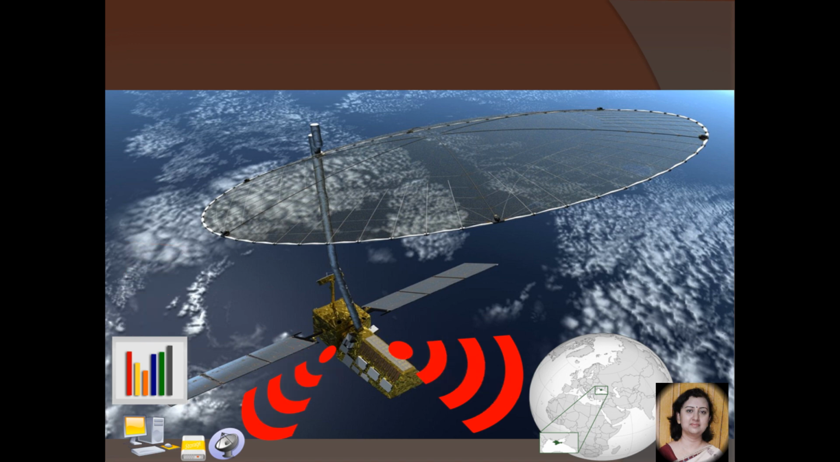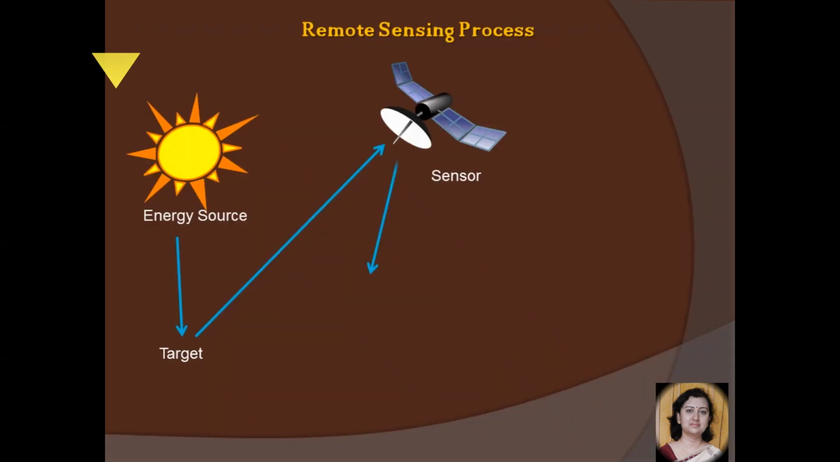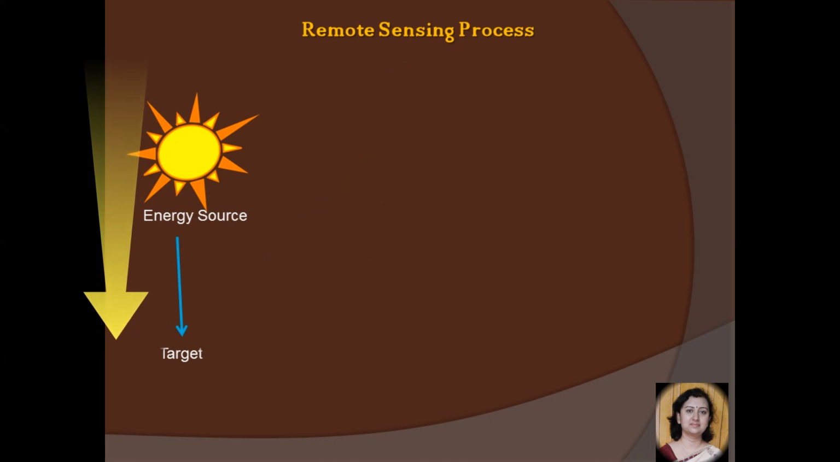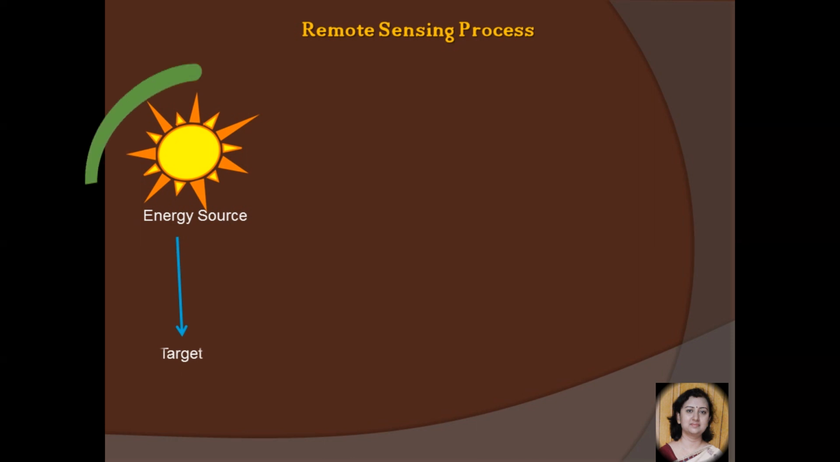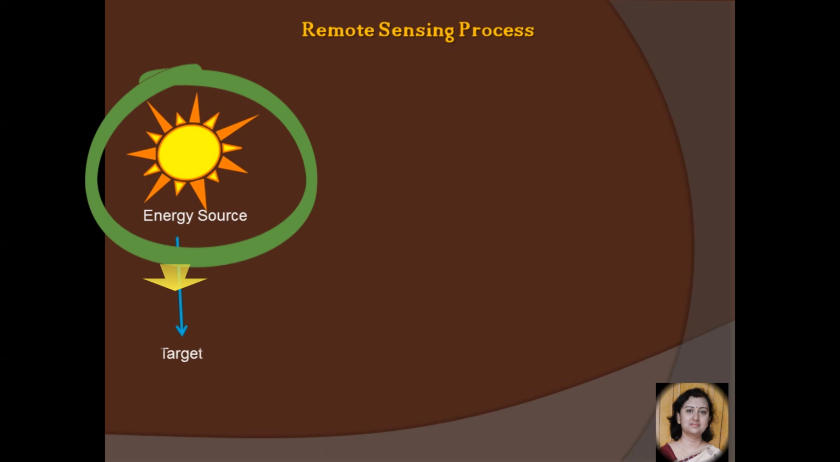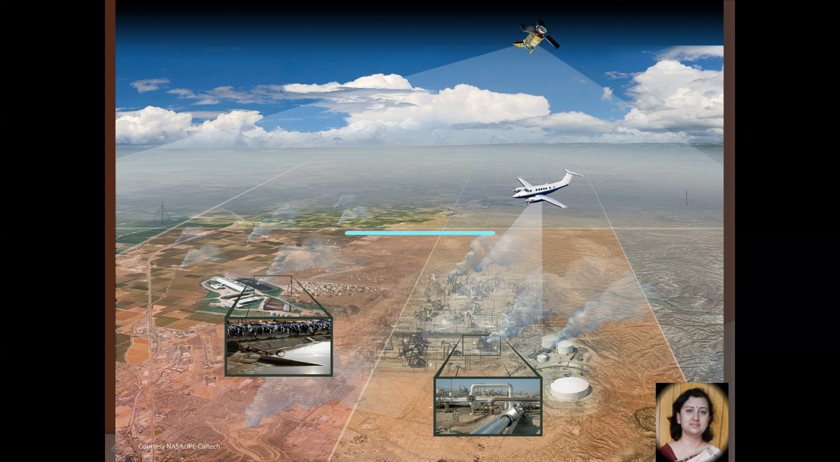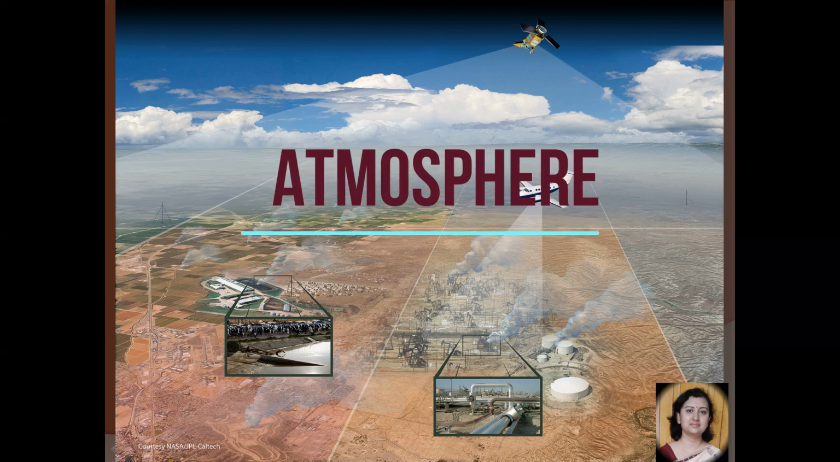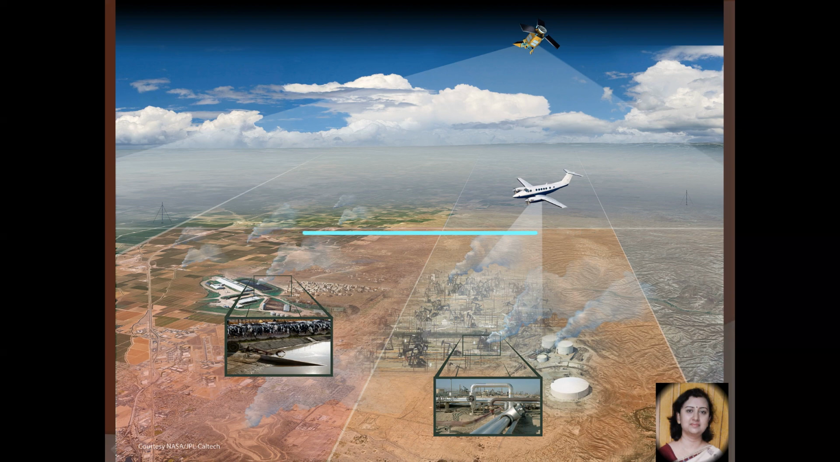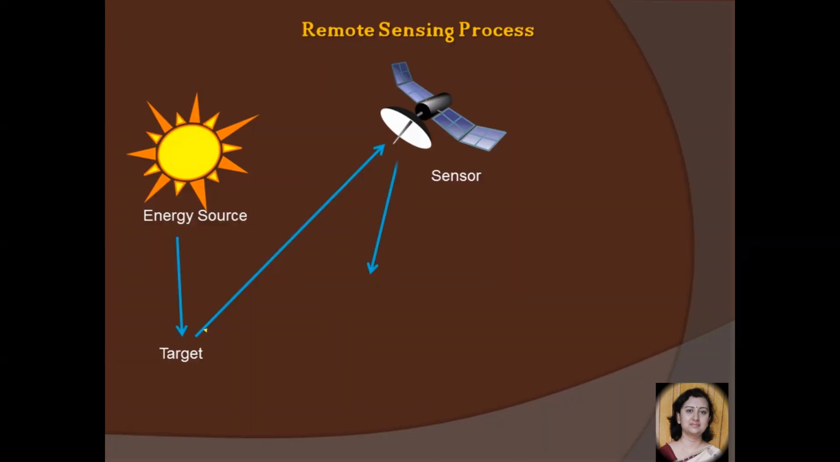So in remote sensing, the process involves an interaction between the incident radiation and the targets of interest. The first step in remote sensing is to have an energy source which illuminates or provides electromagnetic energy to the target of interest. Now, as the energy travels from its source to the target, it will come in contact with and interact with the atmosphere it passes through. Now, this interaction may take place a second time as the energy travels from the target to the sensor.